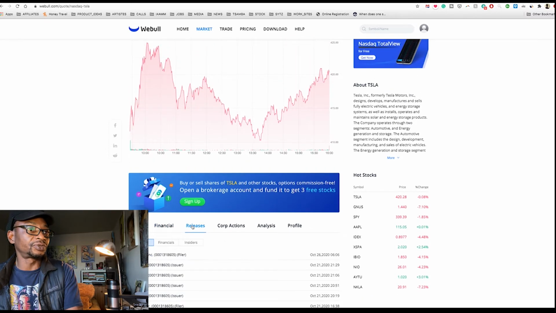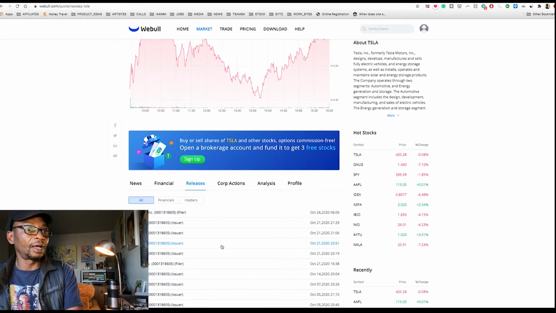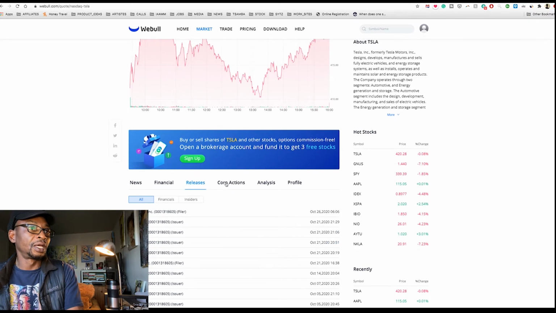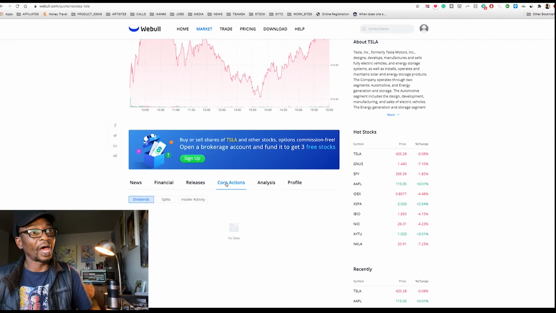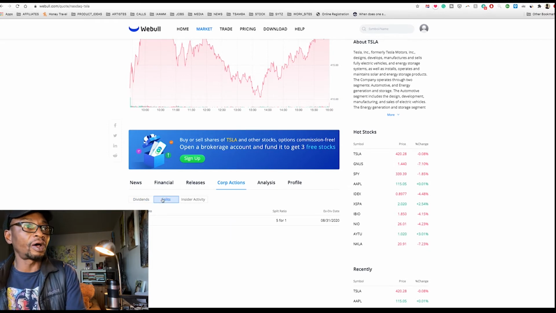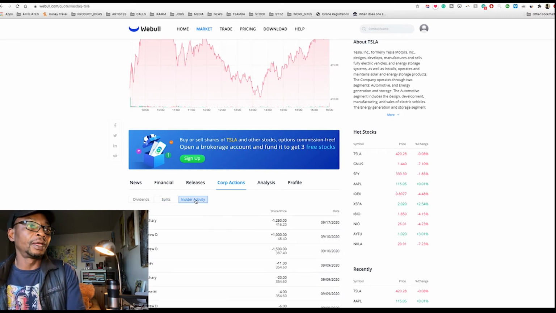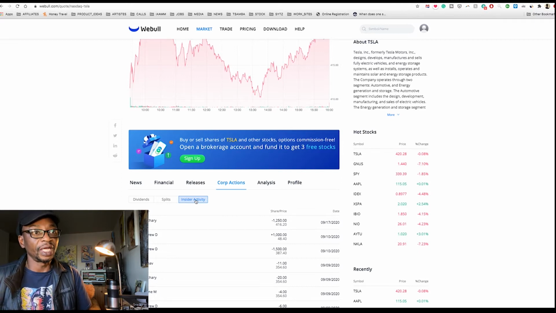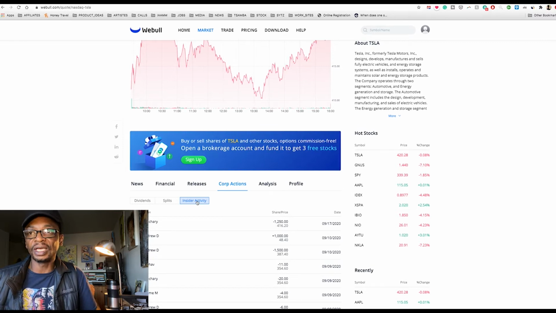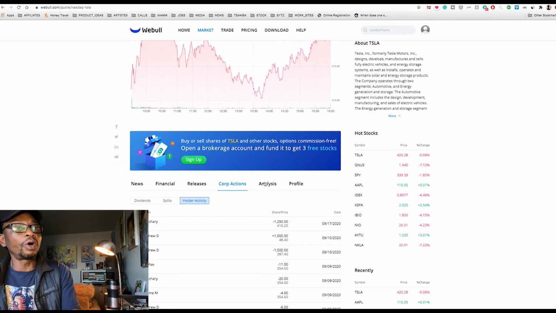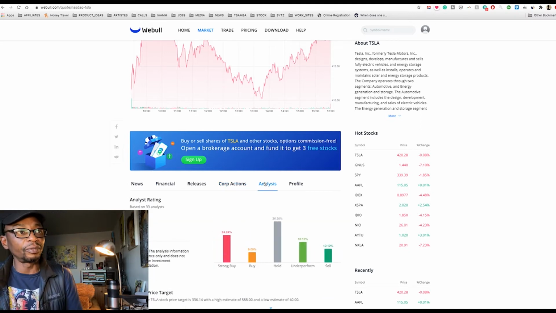into fiscal year 2020. Then we have releases. This once again is like news. Corporate actions, which also highly impact the stock's price. So you've got to look out for those. Splits, another interesting piece of information to have and track. Insider activity, which is very, very important. It's always good to know who's buying what within the company, because that's a big indicator as to which direction the company is taking. So with all that information, you can then make an informed trade.